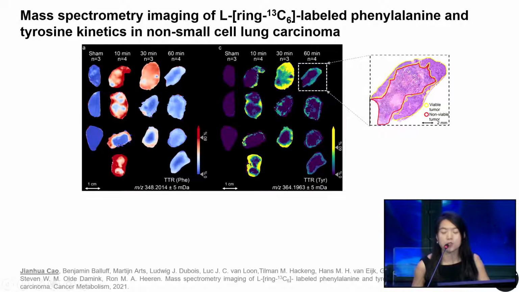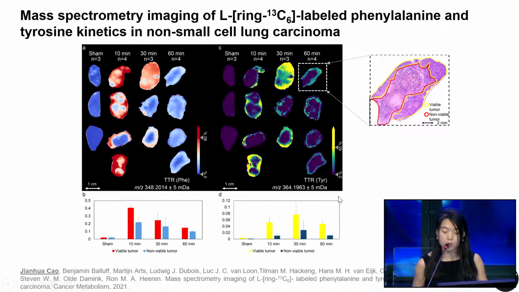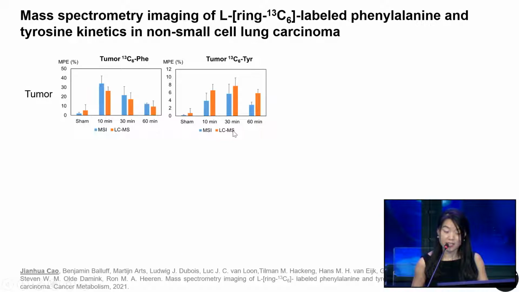If we take a look at isotope-labeled phenylalanine and tyrosine over time, you can see the highest enrichment of isotope-labeled phenylalanine was detected at 10 minutes and decreasing over time, while the overall enrichment of isotope-labeled tyrosine was substantially lower, and it has a delayed trend with its peak at 30 minutes. This similar trend has also been observed in both viable tumor and non-viable tumor separately. Later, LC-MS data from homogenized tumor sections also confirmed similar results to the imaging data.